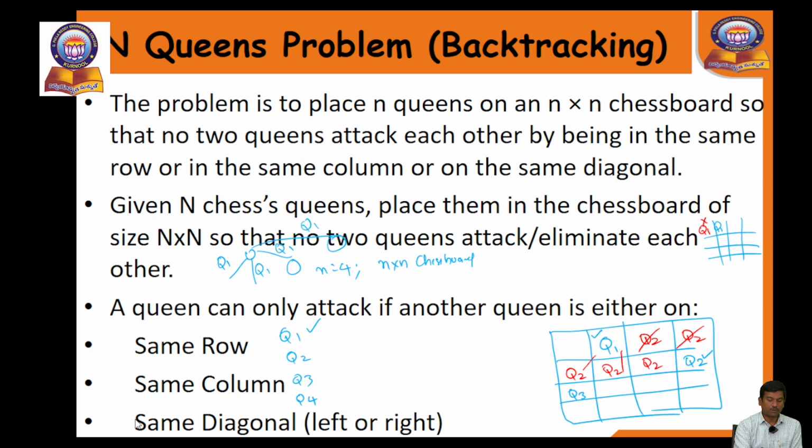And how about queen 4? We cannot place queen 4 in this cell because it comes under attack with queen 1. We cannot place q4 here because these two queens will come under attack. q4 cannot be placed here because it comes under attack with q2. Similarly, q4 cannot be placed here because these two queens will be under attack. q4 cannot be placed because of the same row as well as the same diagonal.